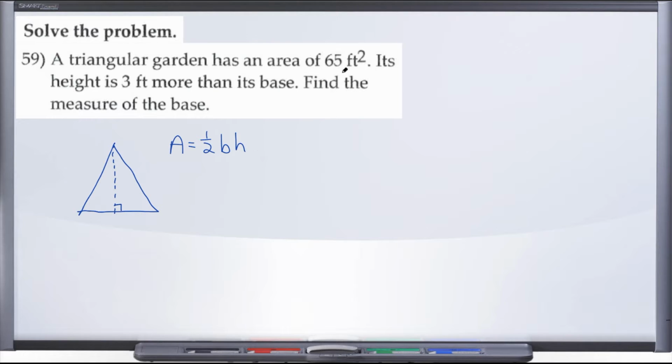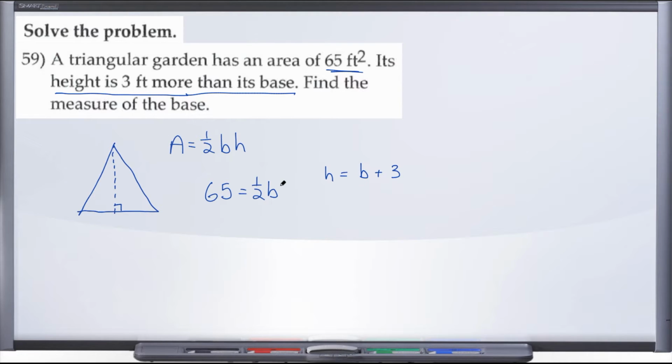And let's see, we have been given some information, right? We know what the actual area is, so we know that 65 is equal to, well, half. Do we know the base? No, we don't know the base. But we do know something about the height. We know that the height is 3 feet more than the base. So the height is whatever the base is plus 3, right? So the height is 3 feet more than the base.